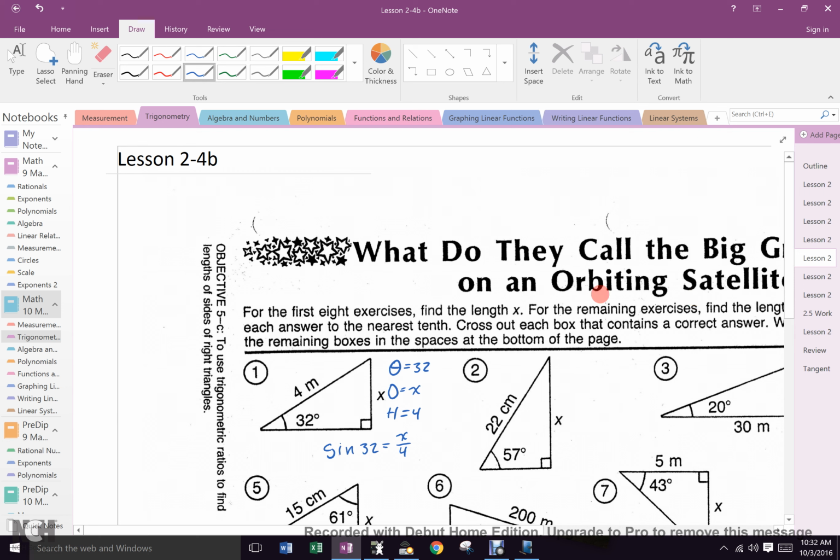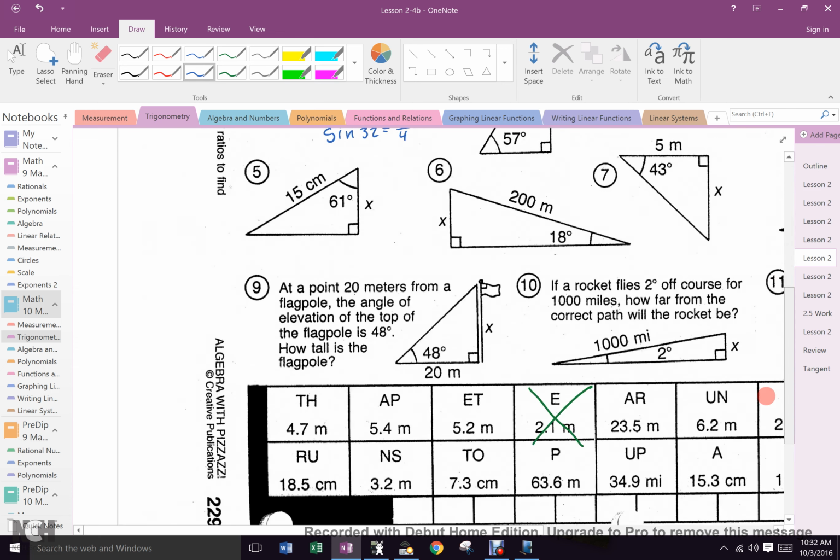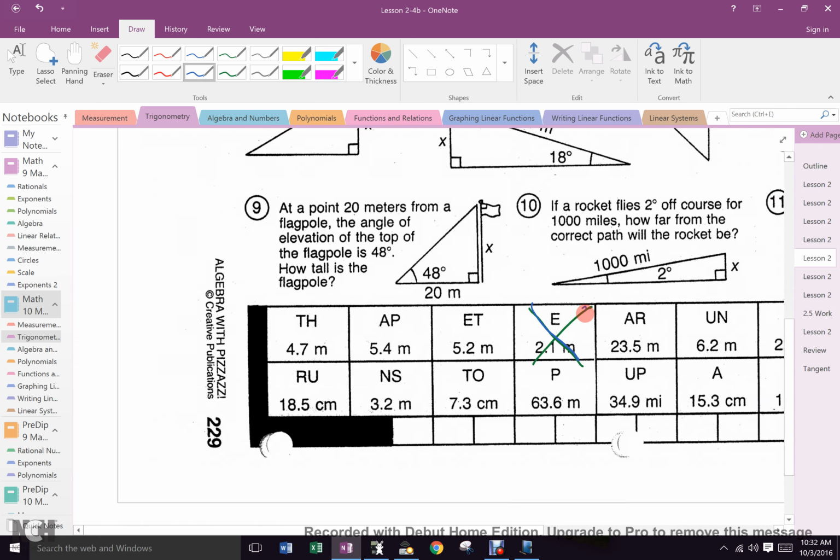Now you're going to read the instructions. For the remaining exercises, cross out the box that contains the correct answer. So you do this work and you find out it is something like 2.1 or 2.6. I can't remember what. 4 sine 32 is 2.1. So I go down to the bottom. I find 2.1 and I cross it out. The remaining letters will spell the answer to a funny joke.